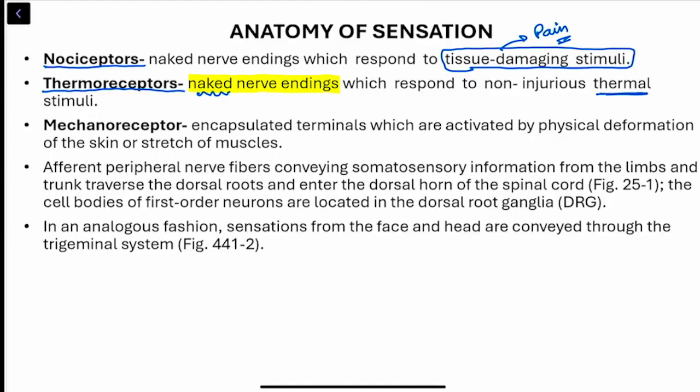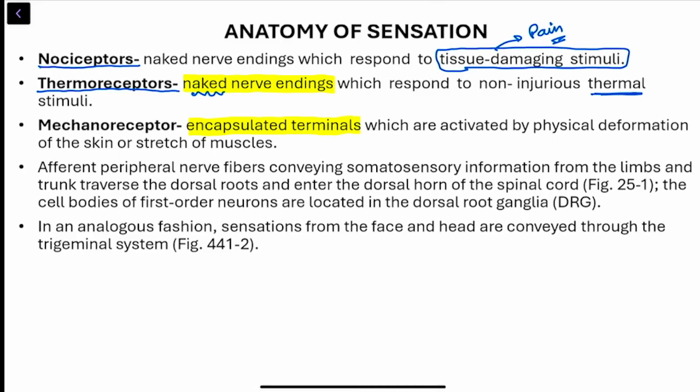Then the mechanoreceptors. Mechanoreceptors are encapsulated terminals. Again, it is asked in the exams. Encapsulated terminals which are activated by physical deformation of the skin or stretch muscles. Afferent peripheral nerve fibers conveying somatosensory information from the limbs and trunk traverse the dorsal roots and enter the dorsal horn of the spinal cord. The cell bodies of the first order neurons are located in the dorsal root ganglion. In an analogous fashion, sensations from the face and head are conveyed through the trigeminal system.